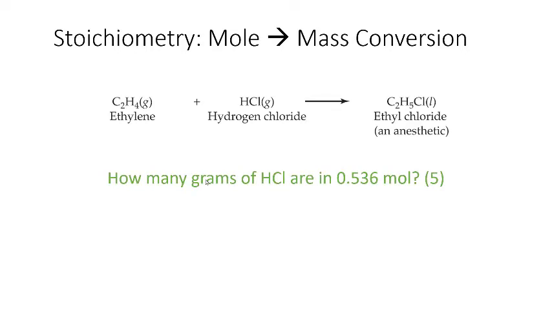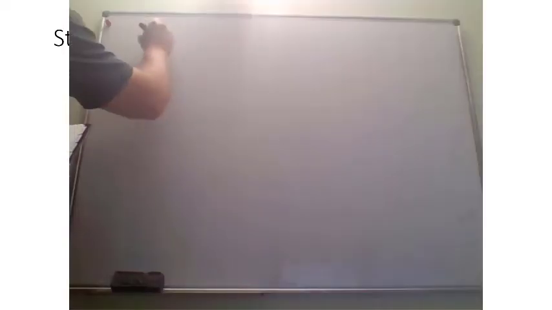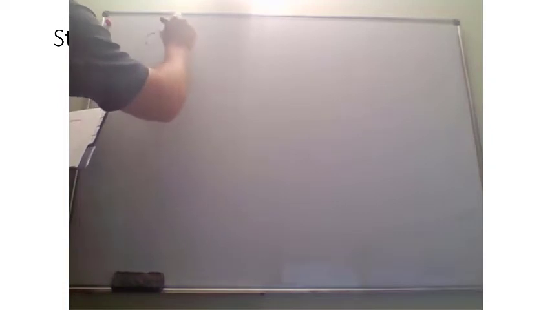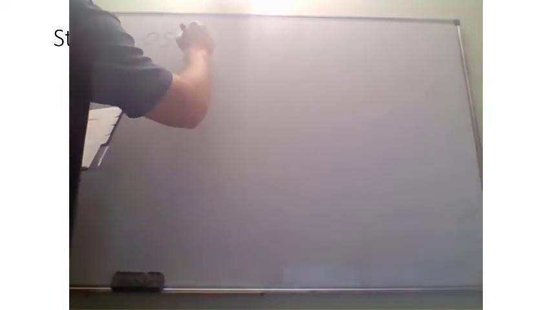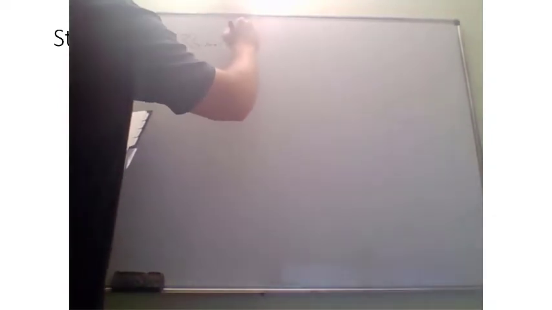Next, we're going to convert between moles and mass. So doing the opposite direction conversion that we just did in the last problem. So I ask you, how many grams of HCl are in 0.536 moles? Okay, to work through this, again, we take our measured value over 1, as always, 0.536 moles of HCl.